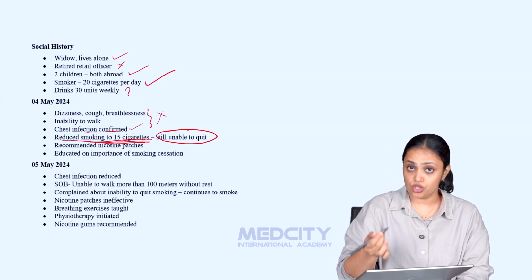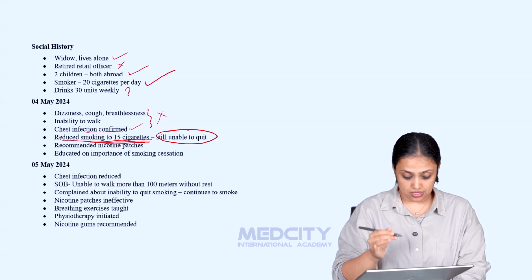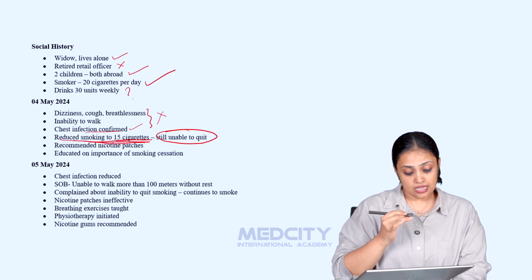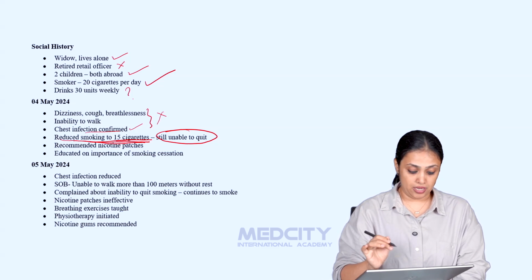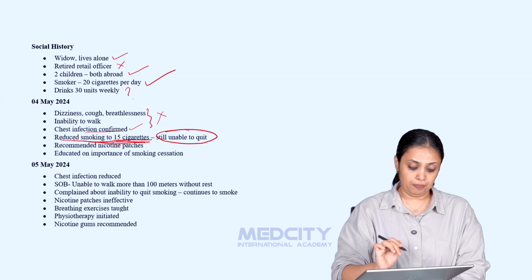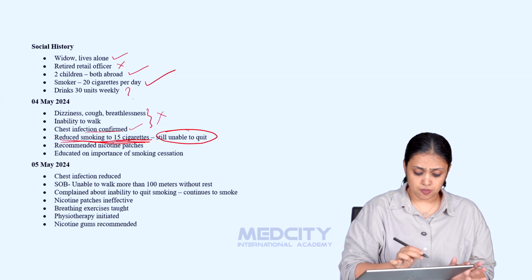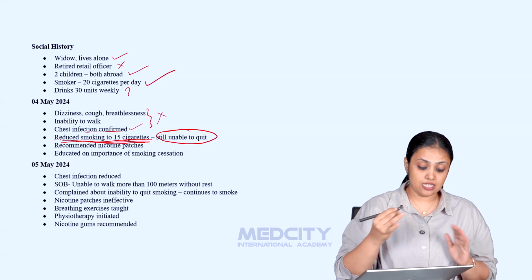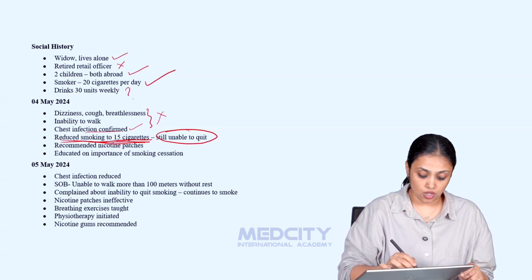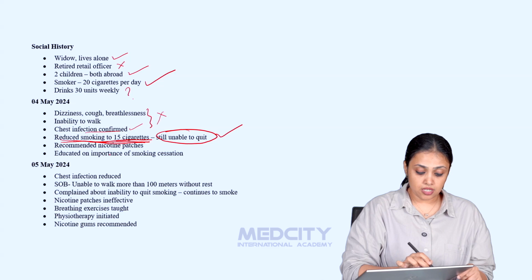You should say that the number of cigarettes the patient smokes has reduced to 15 from 20, but she still has not got over it completely. Then, another aspect you should be careful about, I'll explain during sentence construction, let's not consider it now. So this is relevant. Then recommended nicotine patches.